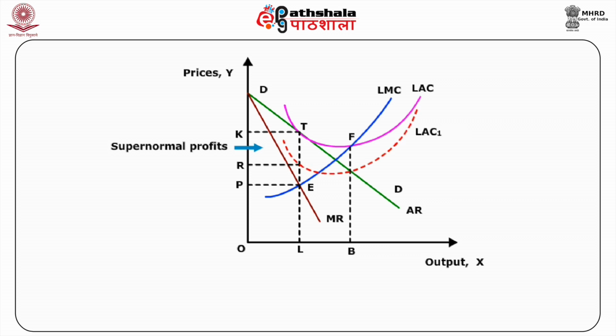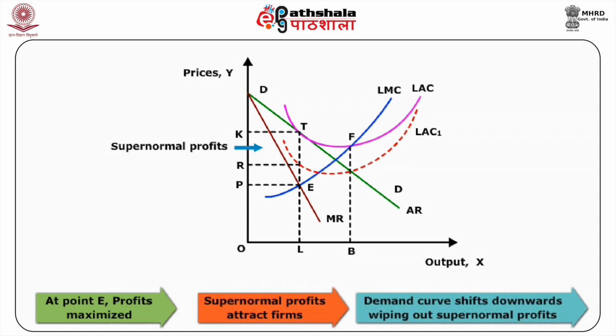When the new firms, attracted by supernormal profits enjoyed by the existing firms, enter into the field, the market would be shared between more firms, and as a result, the demand curve for the product of each firm will shift downwards, that is, to the left. This process of entry of new firms and the resultant shift in the demand curve to the left will continue until the average revenue curve becomes tangent to the average cost curve, and abnormal profits are completely wiped out, as shown in the figure, where average revenue curve is tangent to average cost curve at point T.